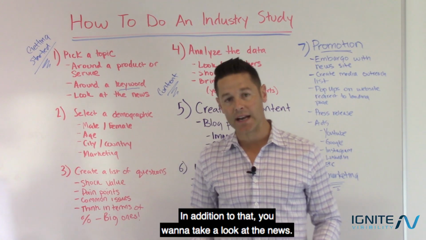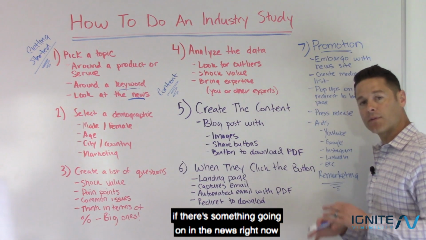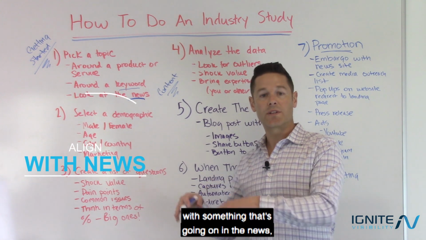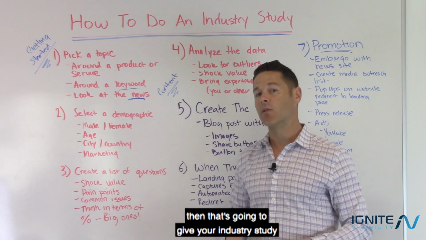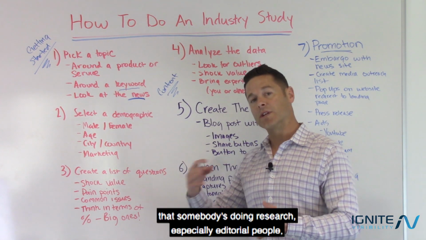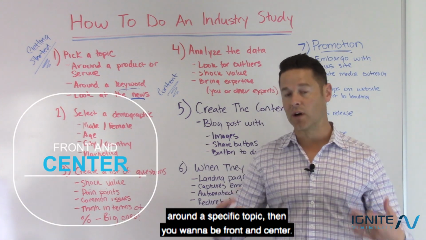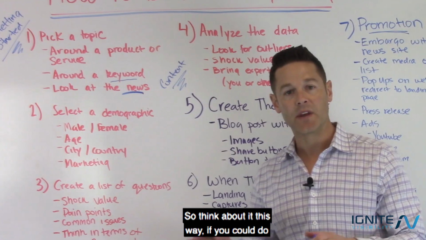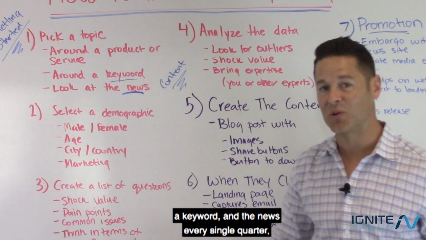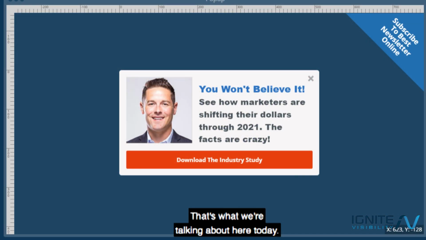In addition to that, you want to take a look at the news. If you can find something that's buzzworthy, if there's something going on in the news right now, and you can align the keyword, the product or service with something that's going on in the news, then that's going to give your industry study a whole lot more pop, because anytime somebody's doing research, especially editorial people around a specific topic, you want to be front and center. So think about it this way. If you could do an industry study around a product or service, a keyword, and the news every single quarter, think about the impact that would have on your business. That's what we're talking about here today.